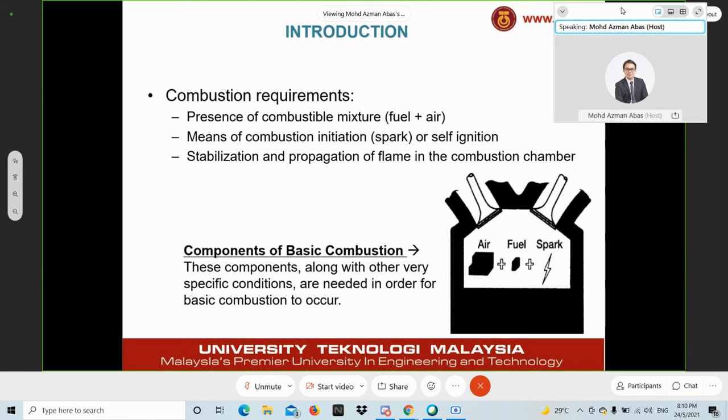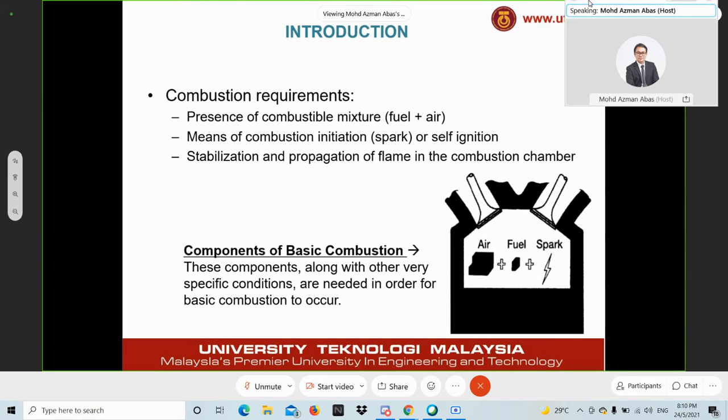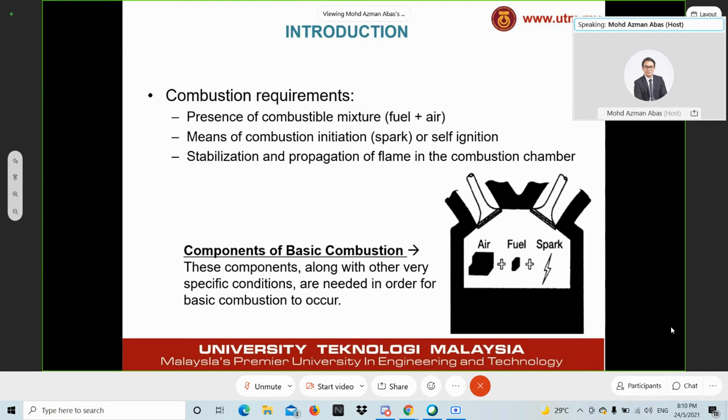Now, combustion requirements. What do you require for the combustion to start? There must be a presence of a combustible mixture of fuel and air. It doesn't work without air. Then a means of combustion initiation, or self-ignition, it's either. The means of combustion initiation is through the spark plug. Self-ignition is through the diesel fuel characteristics in CI. And then you need stabilization and propagation of flame in the combustion chamber.